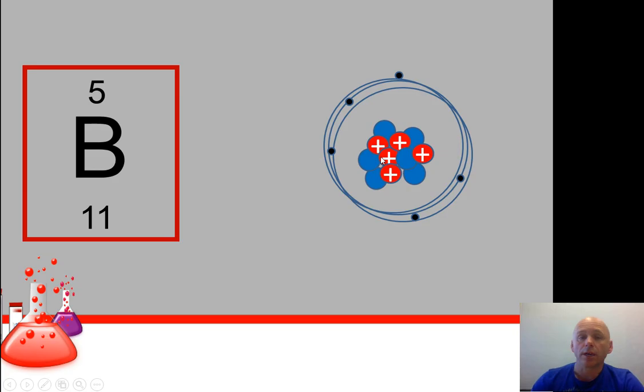Okay, so if you're asked on a quiz or a test, how many neutrons does boron have? All you'd have to do is take this 11 and subtract 5 from it. That'll tell you how many neutrons there are.